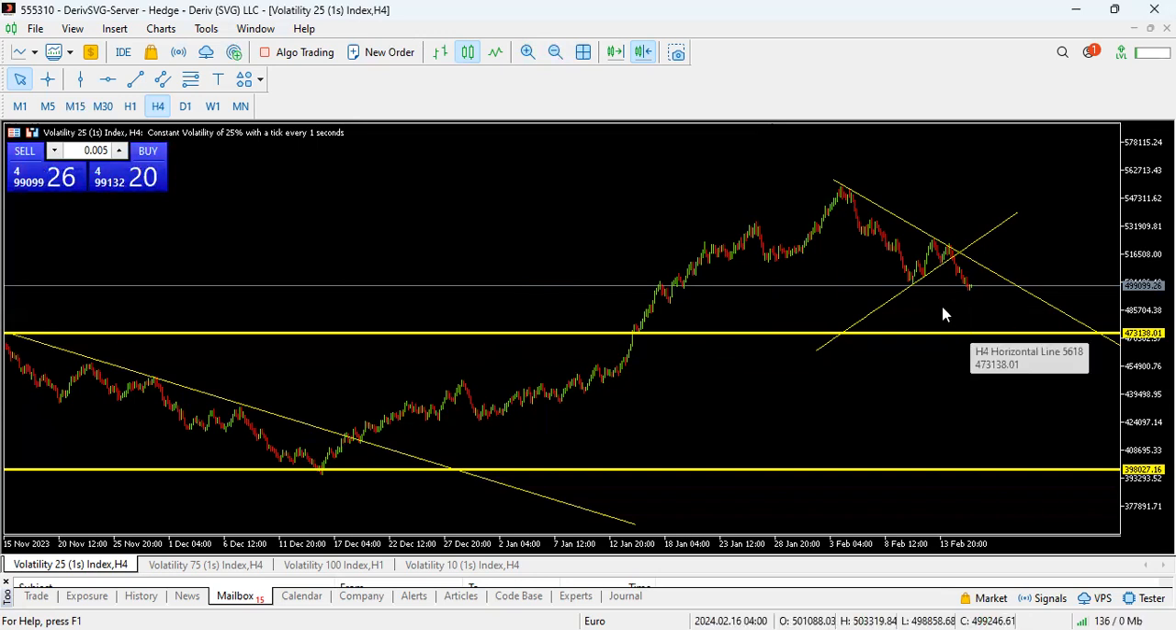You are supposed to jump on board here, maybe here, all right? Or allow it to break this trend line. If you want to trade the breakout, allow it to break for a retest. Then you jump on board. Not now that it's here. It's late for you to jump on board. I don't know if you guys are getting what I'm saying.